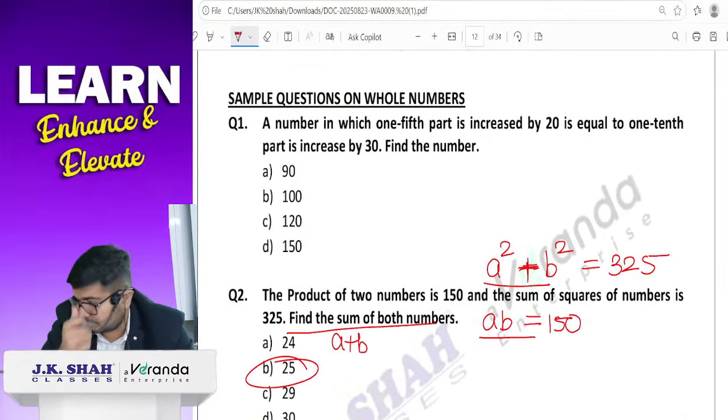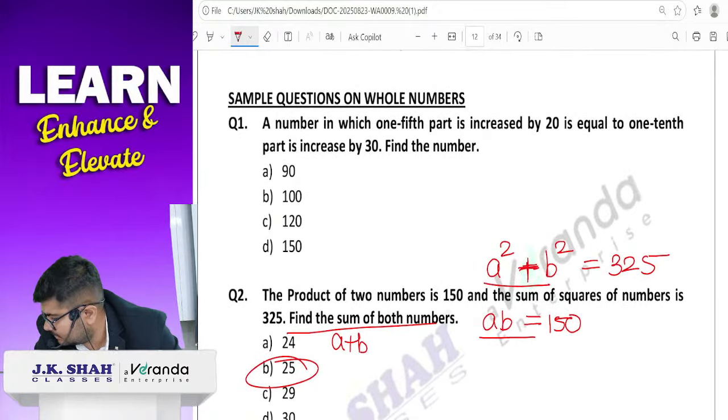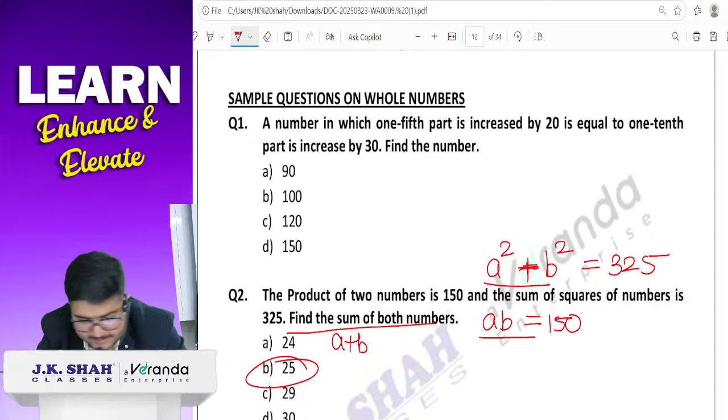Now let us move forward to the next question. Correct, Fagun. Correct. Absolutely correct. Fagun, I am expecting 190 out of 200 from your CSEET exam. So prepare in such a way.